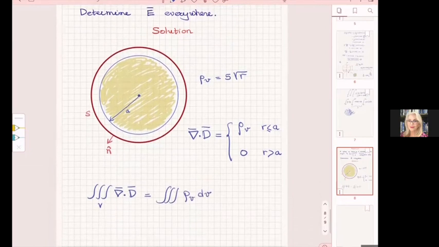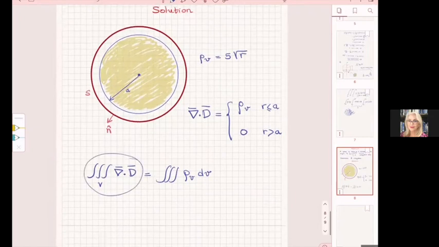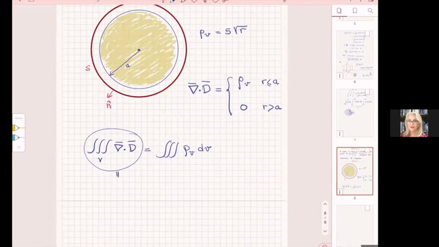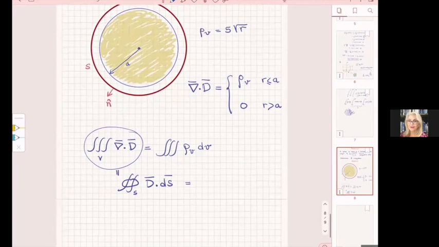All right, now let's take one at a time. This one here is going to be equal to the closed surface integral of D dot dS. And this is going to be the volume integral of, and remind me how much is the volume. It's going to be the volume integral in spherical coordinates.